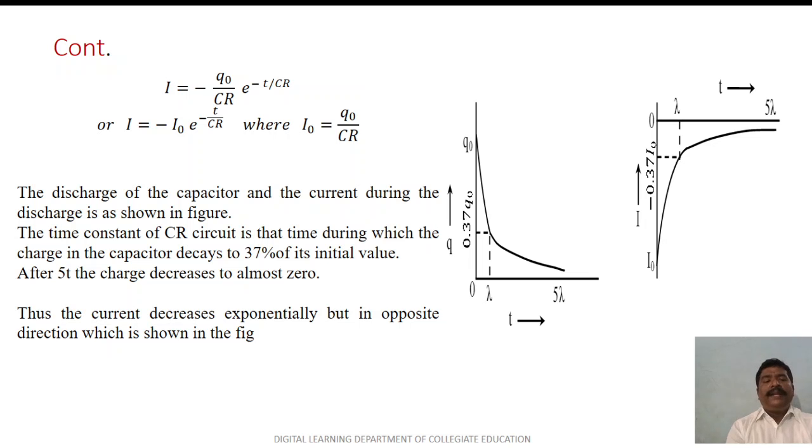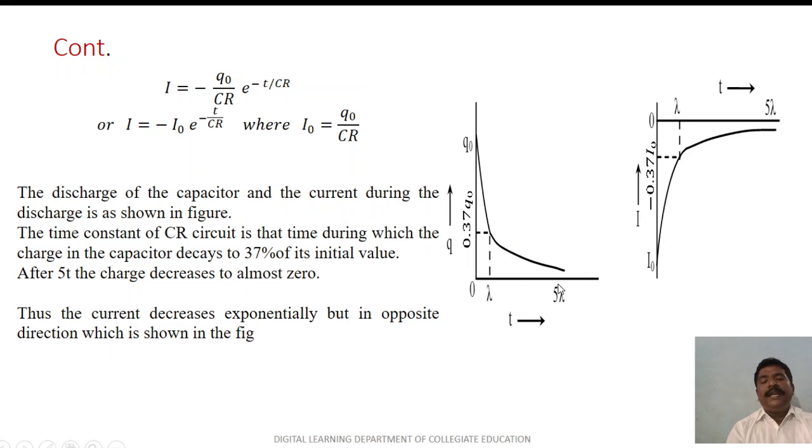So when you look at the discharge of a capacitor, the time constant of the CR circuit for the decay is defined as the time during which the charge of the capacitor decays to 37% of its initial value. Looking at the graph here, once the capacitor is fully charged, for example T, which is equal to lambda, is equal to CR. So if the CR value is taken as 1, that will decrease the charge to 0.37 times the Q naught value, the initial value.